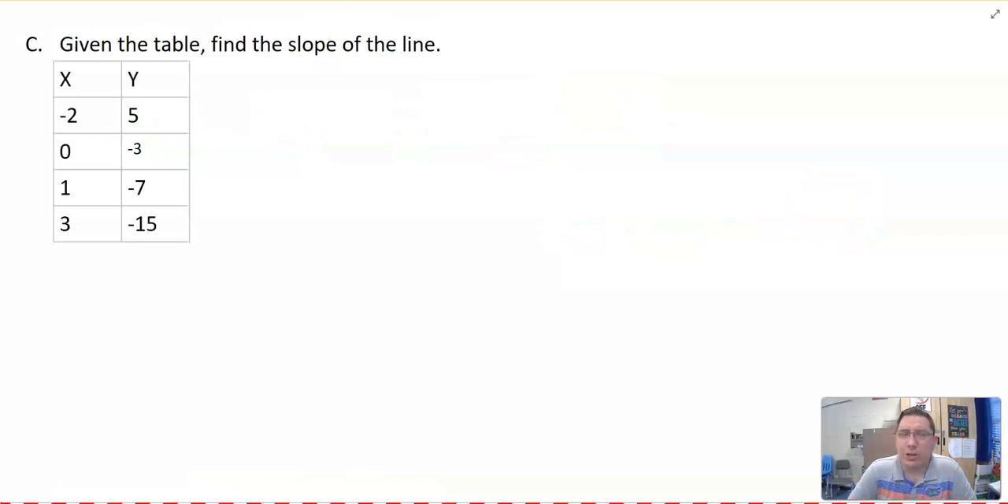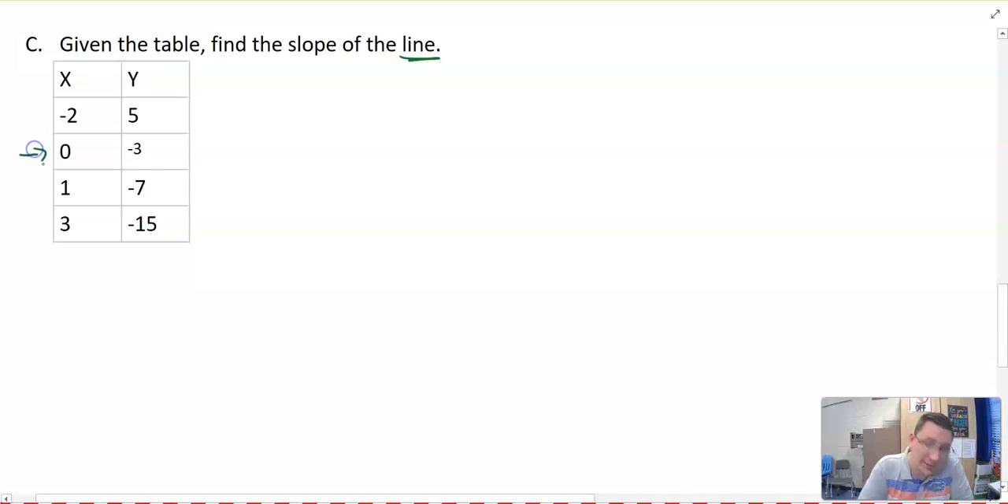In example C, we're looking at a table here instead of a pair of ordered pairs. But remember that in a table, these are just ordered pairs. So negative 2 pairs with the 5, 0 pairs with the negative 3, and so on. If we're looking at a line, which it tells us it's a line in this problem, the slope is the same no matter where it is along the line. So I can choose any two of these ordered pairs to use for the slope formula. I'm always going to choose whatever makes it easiest to plug in: zeros, ones, small numbers.